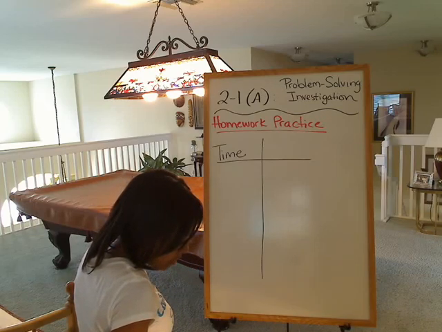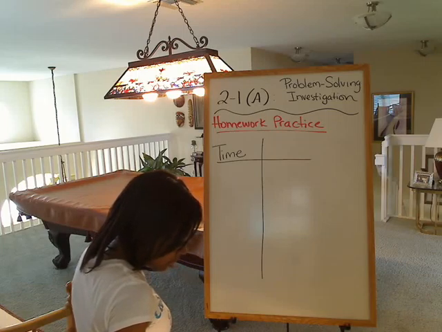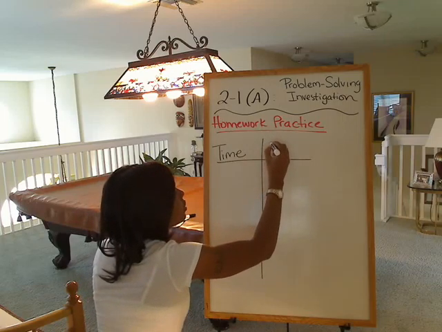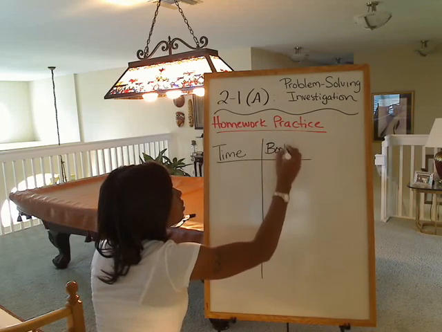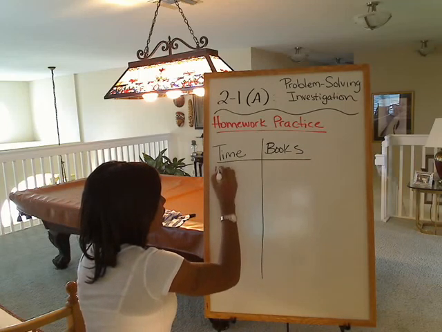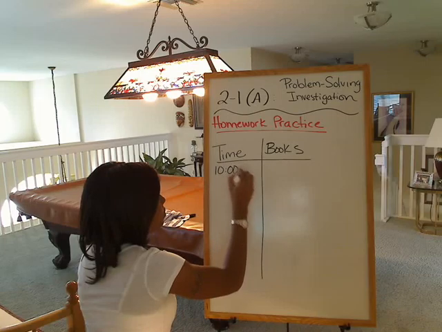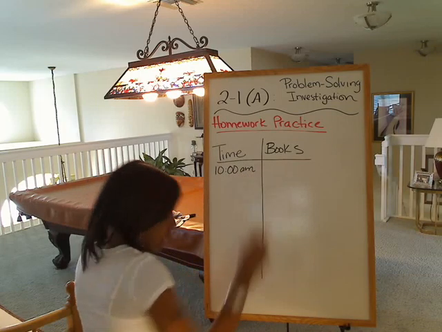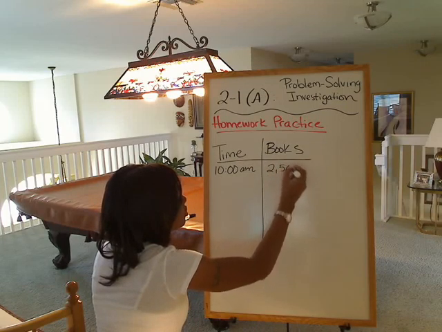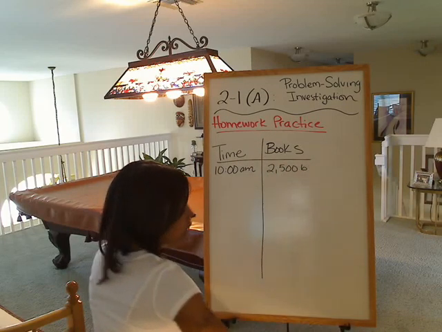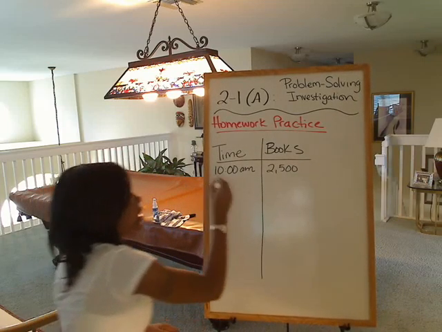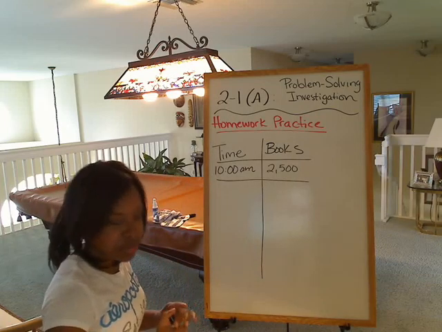The count at 5 p.m. So then how many books are on the shelf at 5 p.m.? Okay, so we started off at 10 a.m. And at 10 a.m. they had 2,500 books. But we don't have to write books because we already said that that's what that column is for. So at 10 a.m. they had 2,500 books.